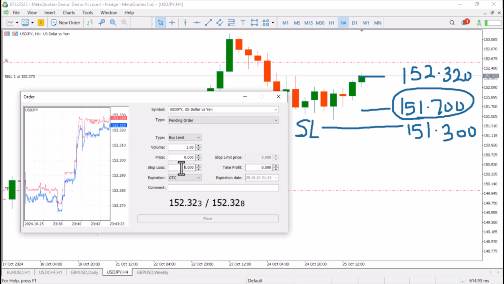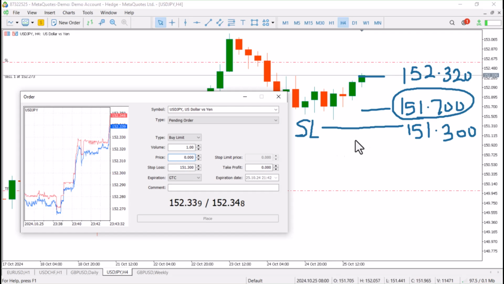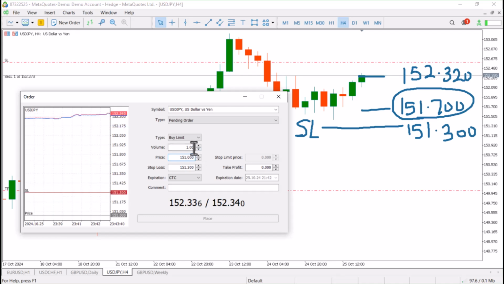Now what we do now is we set our stop loss to be 151.30, and then we now set our price entry to 151.700. That is our entry.